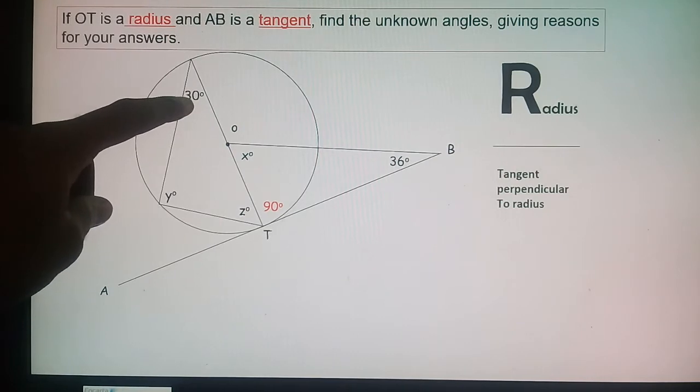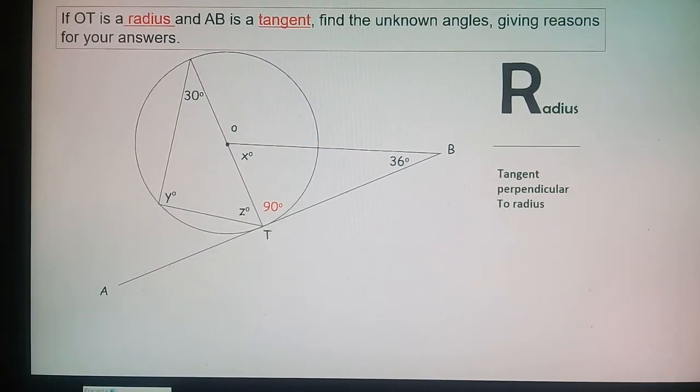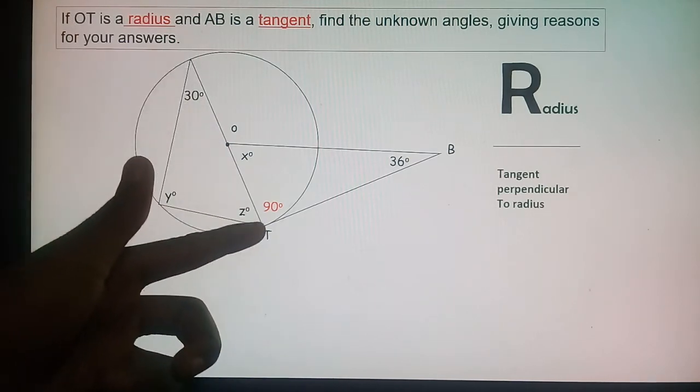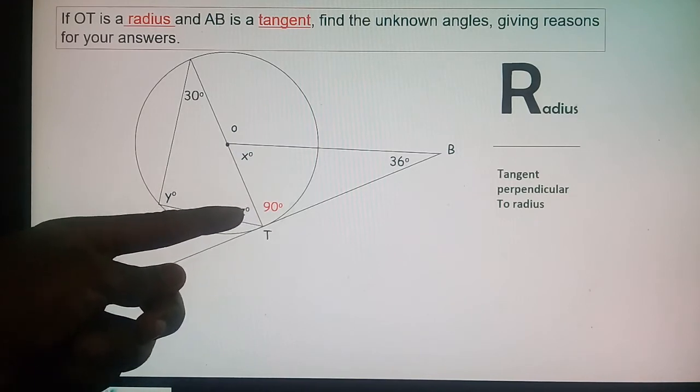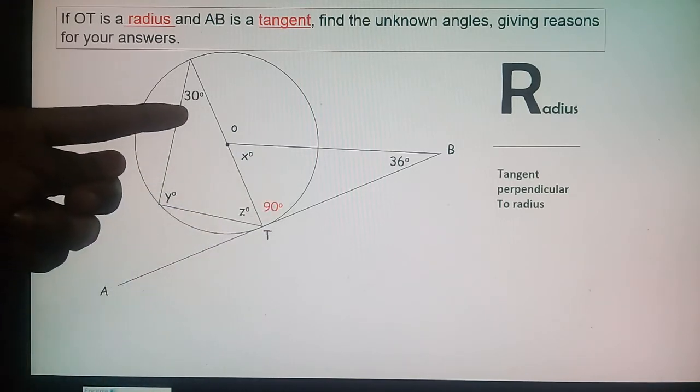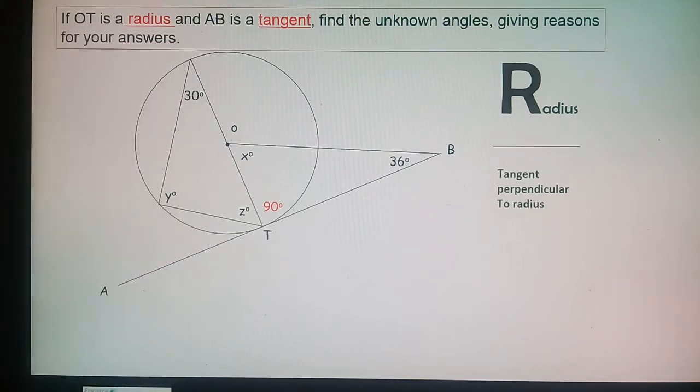I have that one equal to 30 degrees. How can I find z? Wow, interesting. Now I know that this is my triangle and I can get the z there. How can I get z there? It's 180 minus the sum of that 30 and that 90, and I got my z there.